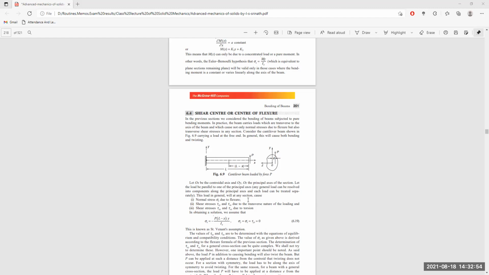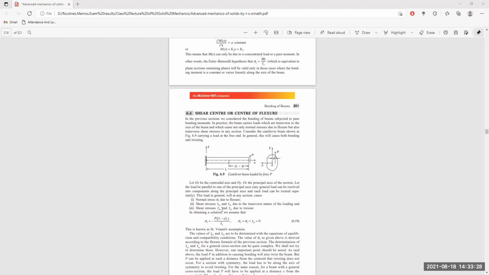This load at any section will cause a normal stress sigma x due to flexure. This is a normal stress. Any section will create a normal stress, which is equal to sigma x. This is due to flexure. It is called flexural stress also. Shear stress tau xy and tau xz means shear stress in the planes x into y and x into z itself.